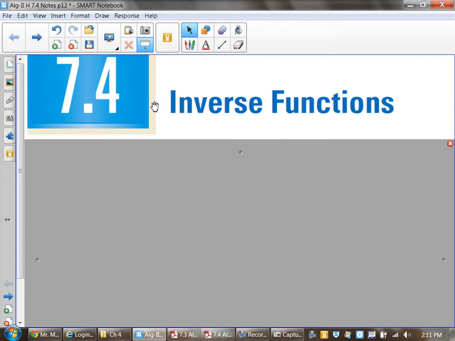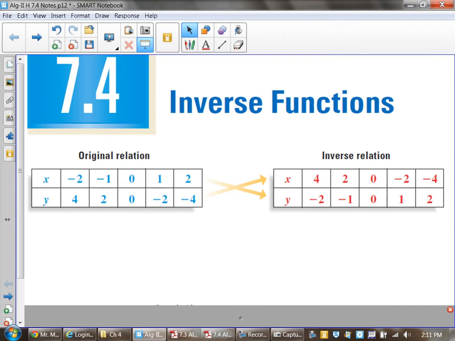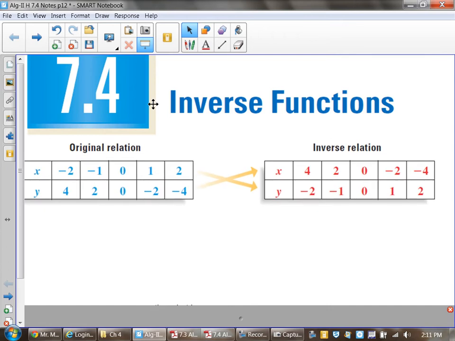Now, what happens here is I don't want you to copy this table down. I don't want you to worry about it, but I want you just to look at this next table and tell me what you see happening between an original relation and an inverse relation. What swaps? Okay, that's 7.4.